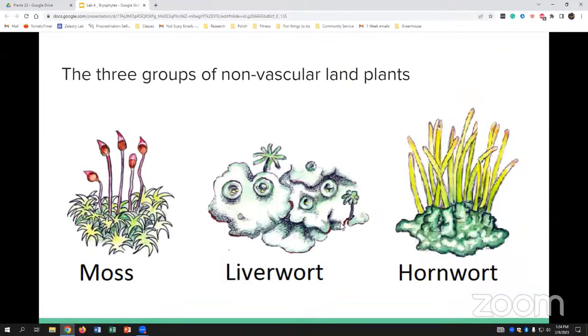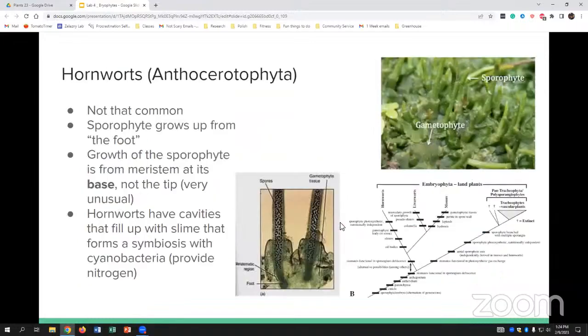Okay. So we've got three groups: our mosses, our liverworts, and our hornworts. Our hornworts look something like this. They're not that common, so don't expect that you'll be likely finding these for your plant collections at the end of the semester. But if you were to see a hornwort, what you would notice is that it has a sporophyte that grows up from kind of a foot. So this flat part would be our gametophyte for the hornwort, and then our sporophyte is growing up in this kind of tower, and this tower would be filled with spores.